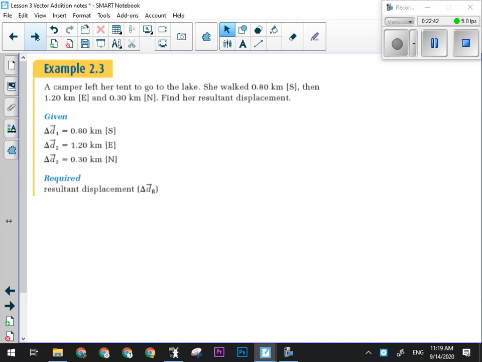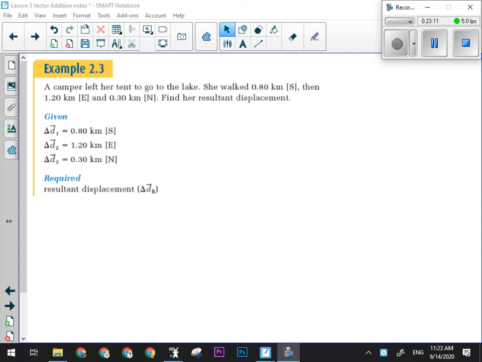Draw it out. Okay, it's 3 vectors. So this person walks 0.8 kilometers south, then 1.2 kilometers east, and then 0.3 kilometers north. Remember, you're doing this tail to head. So you got to draw your picture as you go. Okay, I'll give you a couple minutes, then I'll draw the picture. Then I'll give you a couple more minutes to get your question solved. Okay, we're looking for her resultant displacement, magnitude and direction.